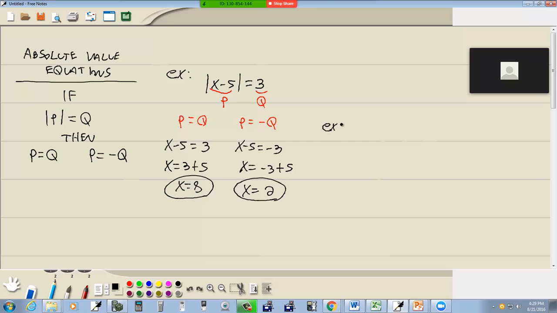Now I'm not going to finish this problem here, but I'll kind of start the setup. We got 3 times the absolute value of x plus 1 is equal to 6. Now we have to have the absolute value by itself on the left side, or whichever side. In this case, I'm going to divide both sides by 3.